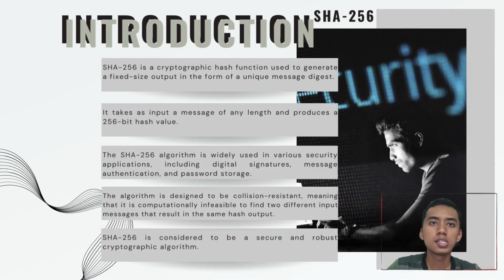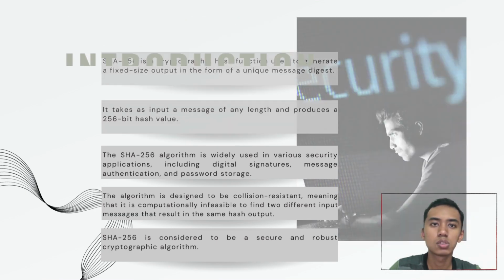Introduction for SHA-256. SHA-256 is a cryptographic hash function used to generate a fixed size output in the form of a unique message digest. It takes as input a message of any length and produces a 256 bits hash value. The SHA-256 algorithm is widely used in various security applications, including digital signatures, message authentication, and password storage.